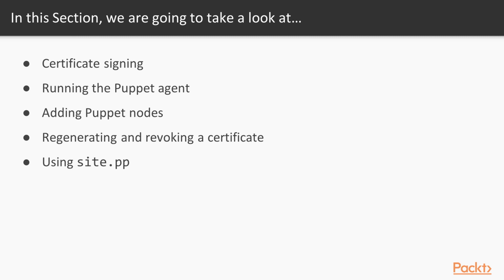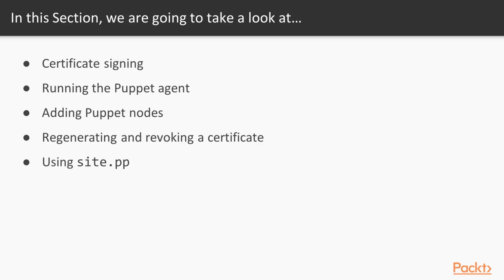In this section we will learn primarily node management of our Puppet nodes. We will first learn the process of certificate signing and how the request is generated and signed at the master. Then we will go into more detail about executing a Puppet run against the Puppet master. Next, we will learn how to add more Puppet agent nodes to our existing Puppet setup. After that, we will go into detail into the topics of how to regenerate and revoke certificates. Finally, we will learn how to set up a proper node definition using the file site.pp.